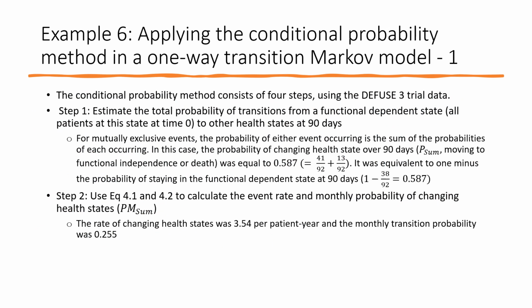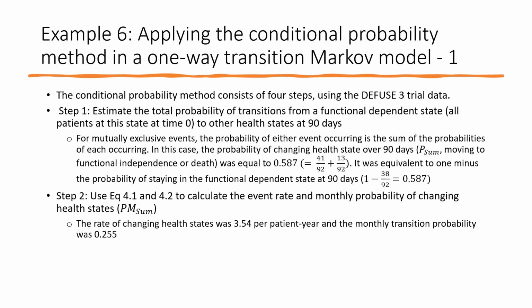Example 6 for stroke patients illustrates applying the conditional probability method in a one-way transitions Markov model. This method consists of 4 steps. Step 1. Estimate the total probability of transitions from a functional dependent state, where all patients are at time 0, to other health states at 90 days.